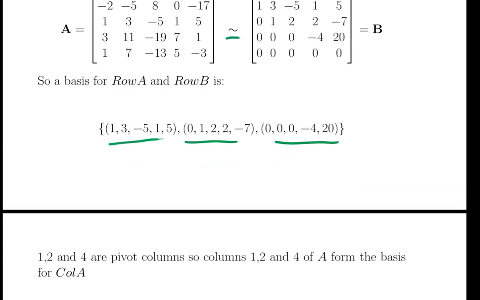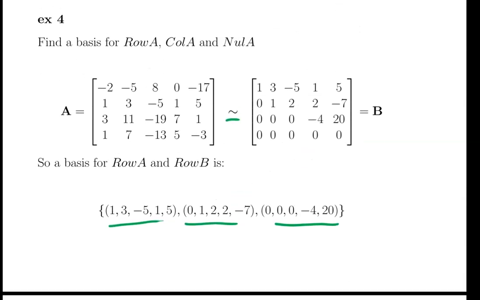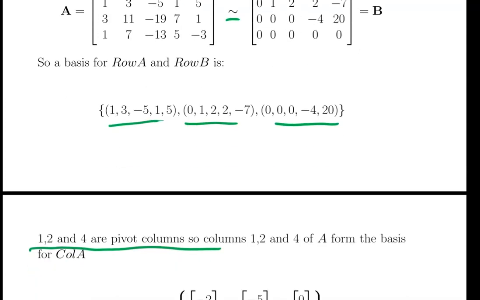Column space is, of course, based on pivot columns. So 1, 2, and 4 are pivot columns. So columns 1, 2, and 4 form the basis. Okay, we've got to go back to A for the column space, by the way.